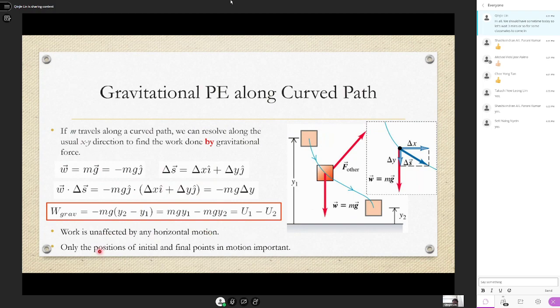And also for gravitational PE, only the positions of the initial and final points are important. So what this means is only the difference is important. We always look at the difference. From here to here, what is the difference? We don't really care about the absolute numbers at the top and at the bottom. It doesn't matter. Only the difference will matter.